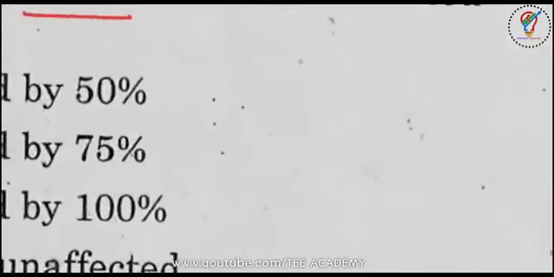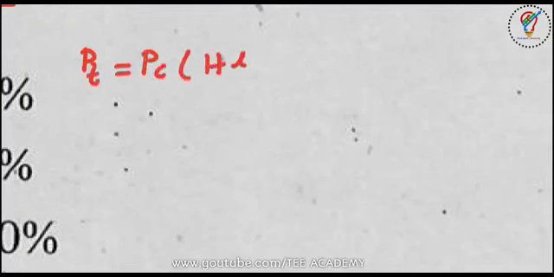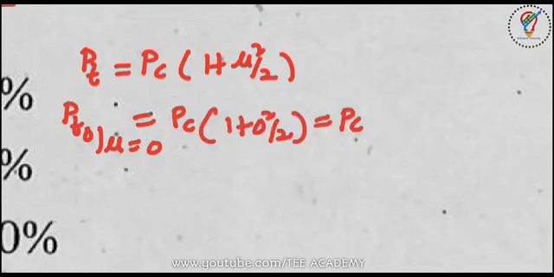So it is going to increase by 50%. Let's take the formula: PT is equal to PC into (1 plus mu square by 2). There are two cases when the modulation index is changing from 0 to 1. First, mu is equal to 0, that implies PT is equal to PC into (1 plus 0 square by 2), that is nothing but PC only.